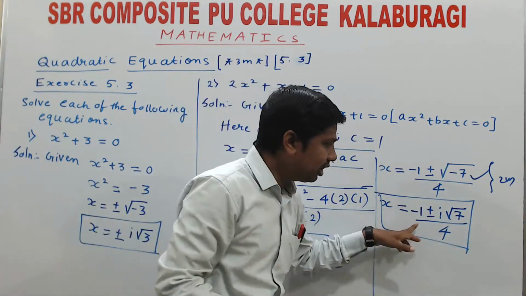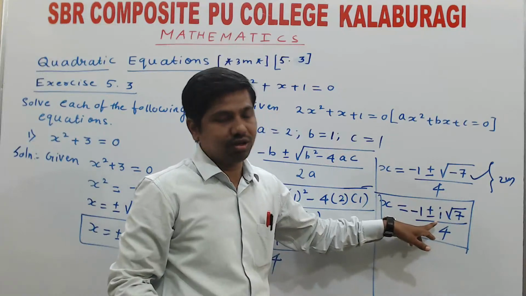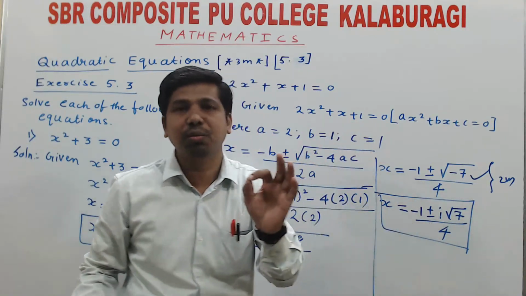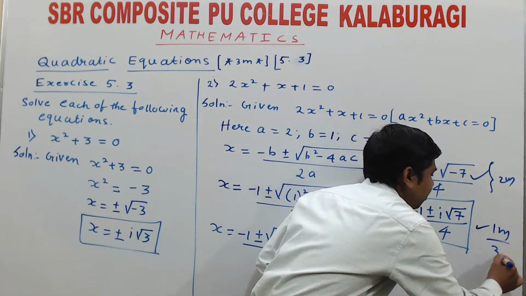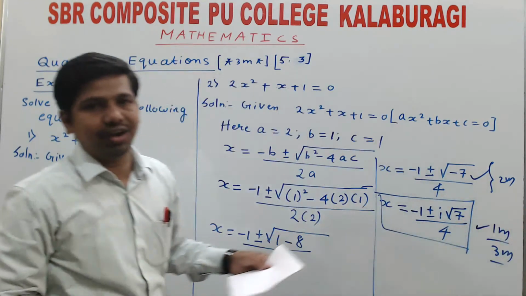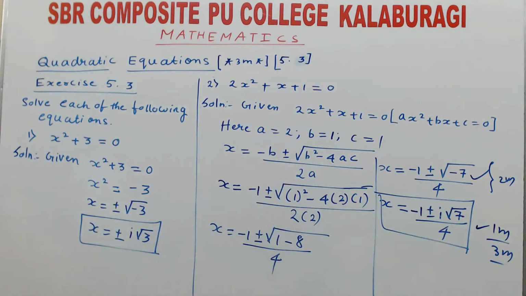So that's why, till the end, you should write the total solution. That is, you should mention i, you should keep that in your mind, right? So this includes 1 mark, totally 3 marks. Take it as minus 1 plus or minus i root 7 by 4. This is the second one. Third one.